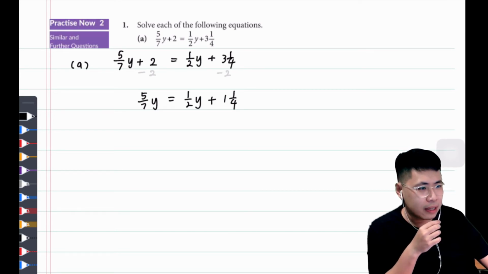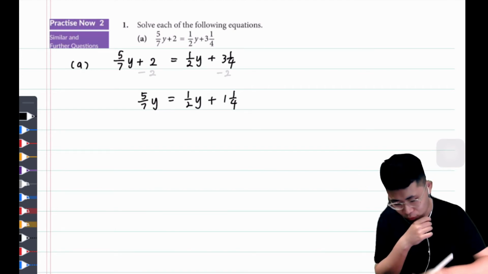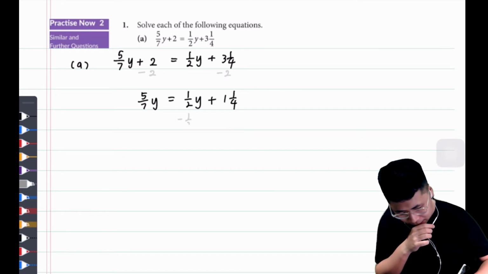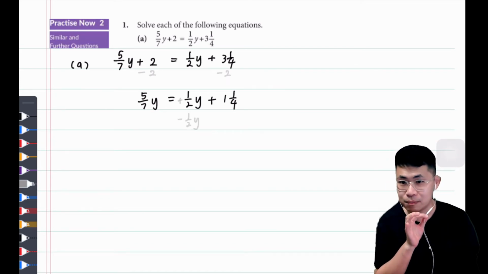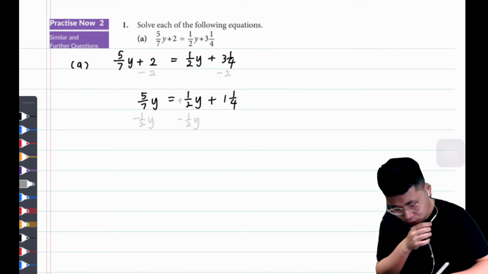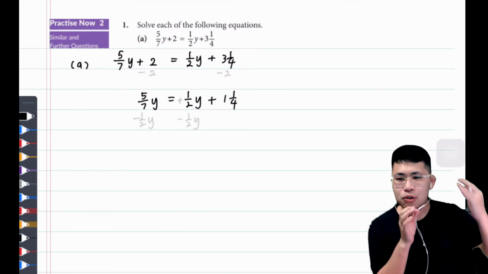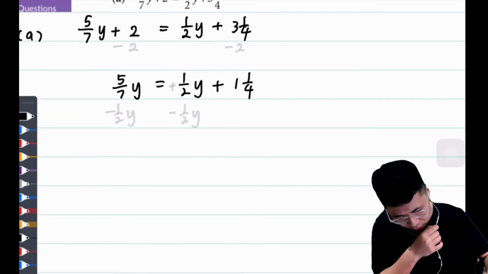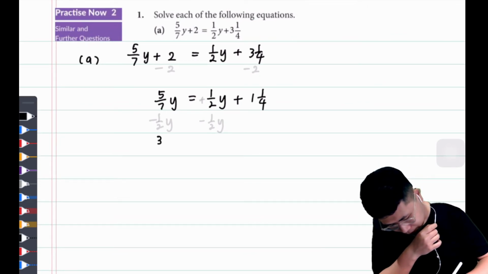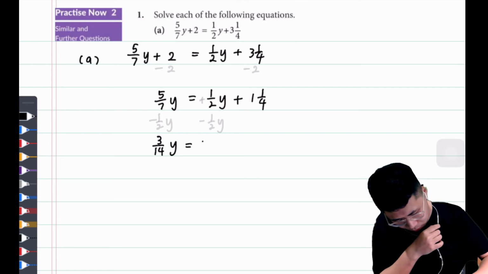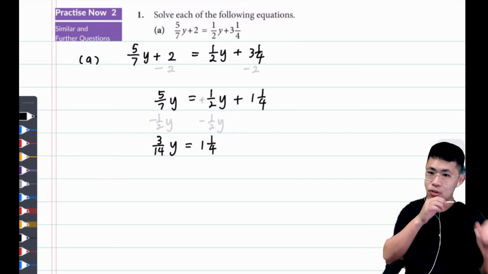Now over here, what next do I have is that I need to move the half y over to the left. So how do I reverse the plus half y? I need to minus a half y. Why a plus? Because there's an invisible plus over there. So minus on the right, minus on the left. So on the left, do we need to do extra working? Don't need. We just use calculator. We take 5 over 7 minus half. We're going to look at 3 over 14 y. And on the right hand side this will cancel, and we're going to be left with 1 and 1 quarter.